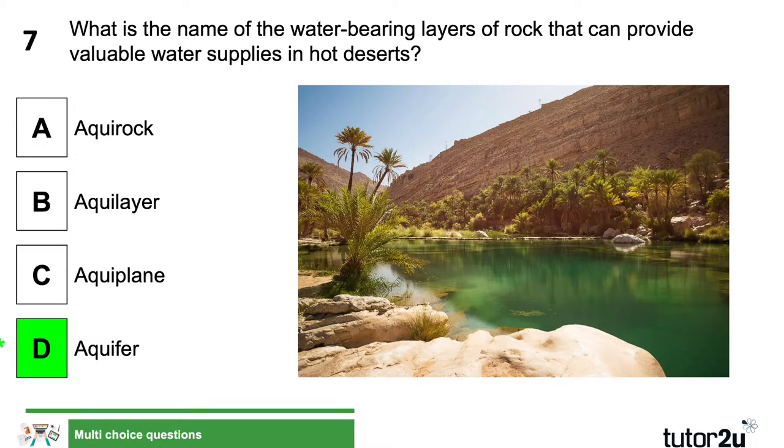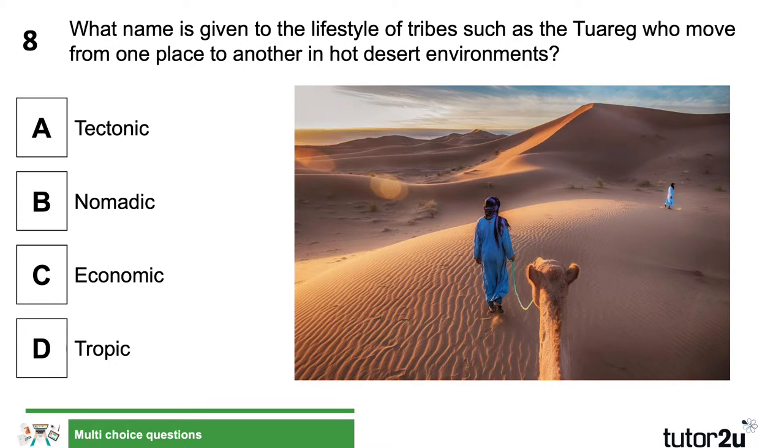Number eight, please. So question eight is, what name is given to the lifestyle of tribes such as the Tuareg who move from one place to another in hot desert environments? Are they called A, tectonic, B, nomadic, C, economic, or D, tropic? What is that lifestyle called? Is it A, B, C, or D?